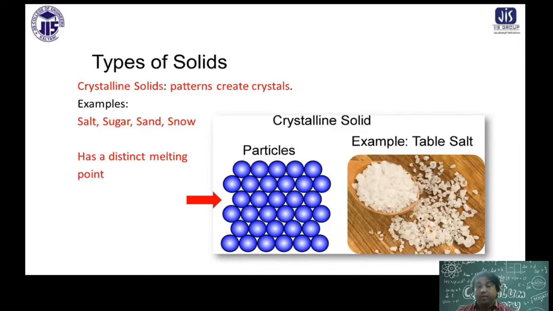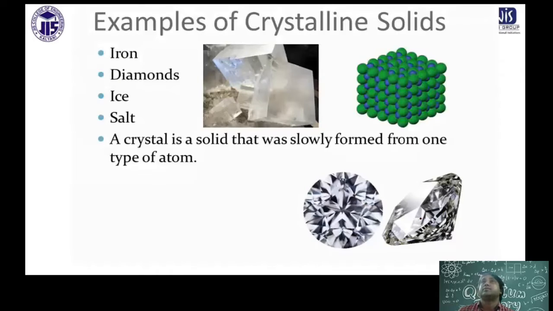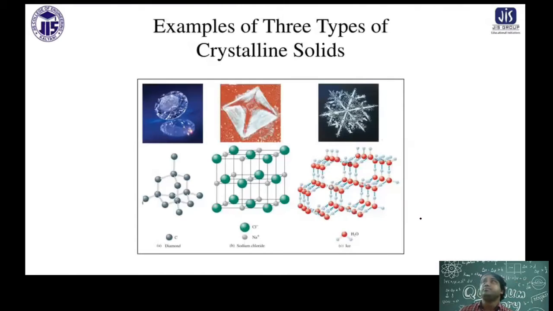Now, some more examples of crystalline solid: ice itself, the diamond. Diamond is crystalline. Iron is there also, and table salt is the other example. You see, crystalline solids have three classes, three types. One is like diamond, which is only made of carbons.